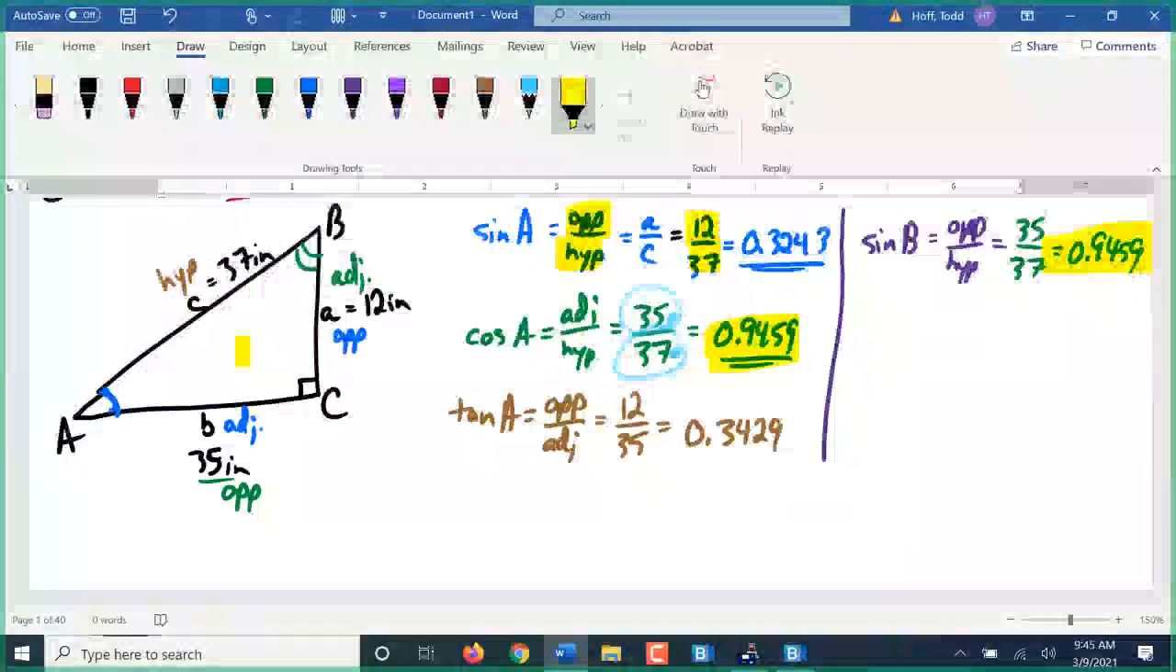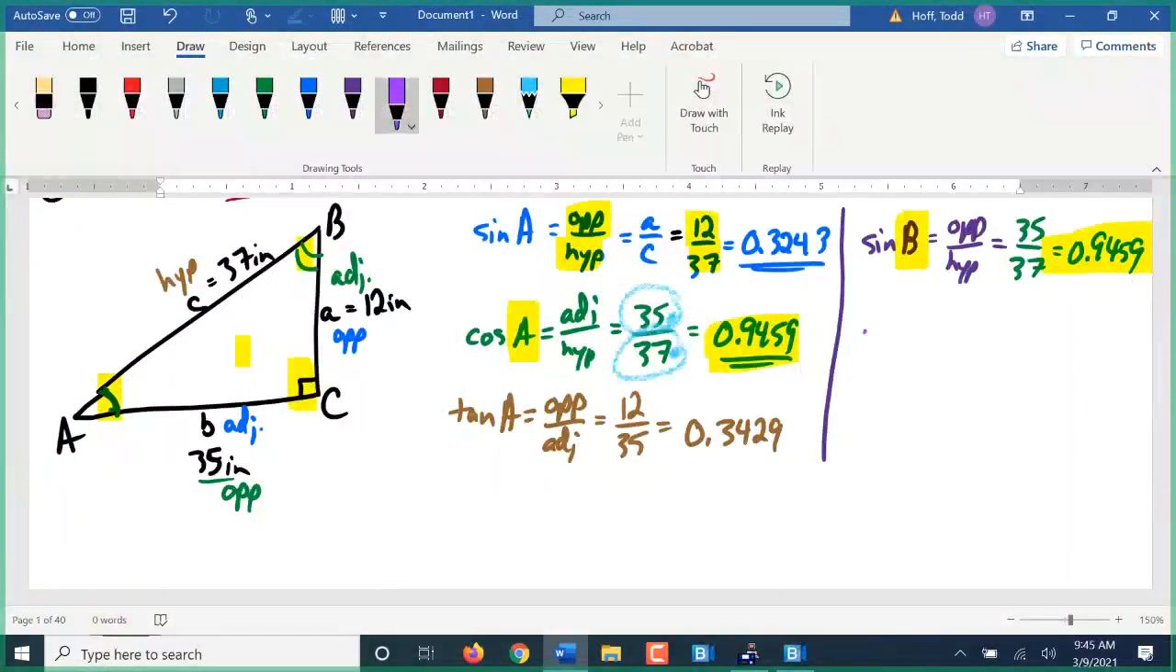Now, just like we mentioned yesterday, the sine of B and the cosine of A are the same. Well, that's because since this is 90 degrees here for angle C, and we know a triangle adds up to 180 degrees, the other two angles have to add up to 90. They have to be complements. And remember, cosine is really defined to be the sine of the complement. So since A and B are complements, the sine of one is equal to the cosine of the other.